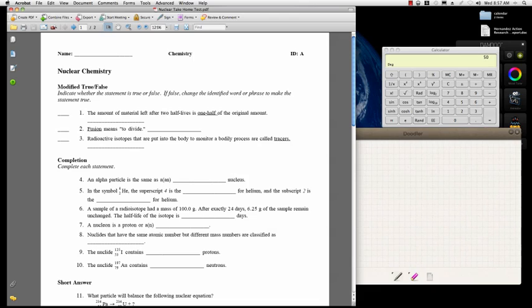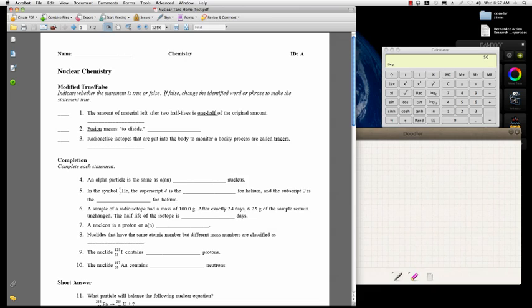Number 2, fusion means to divide. That would be false. Fission means to divide. See page 562 of your textbook for further explanation about fission, and consult page 565 of your book for further explanation about fusion.